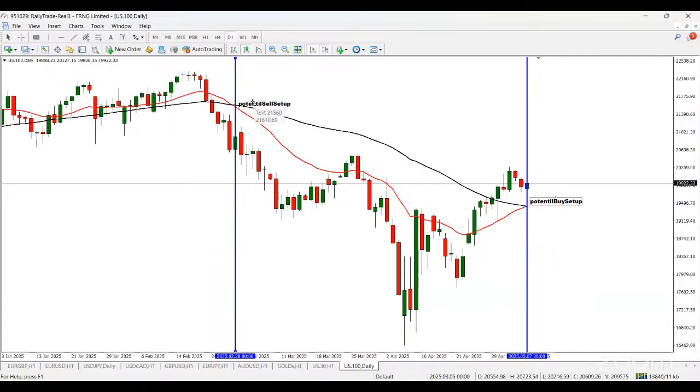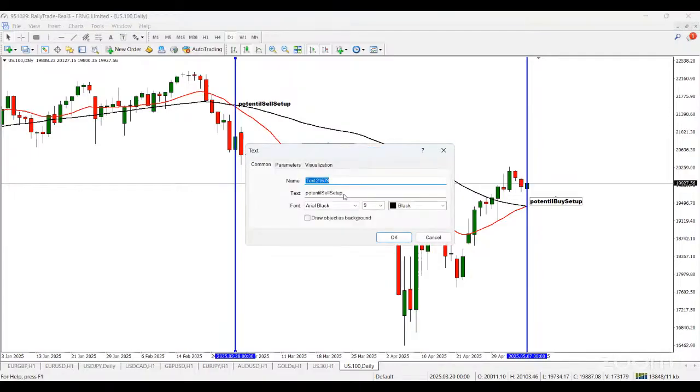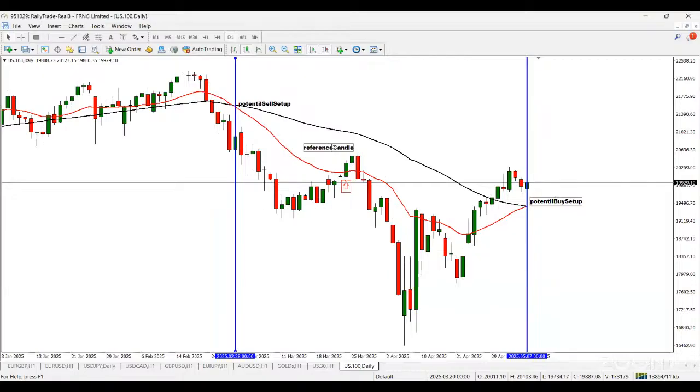So after this potential sell setup on this screen, this is going to be our reference candle, the one I put the arrow on. I don't know if I can just click here and copy this and show you what I mean by reference candle. I'm going to edit this text and change it to reference. That's the gray candle there with the arrow. It's going to be our reference candle.